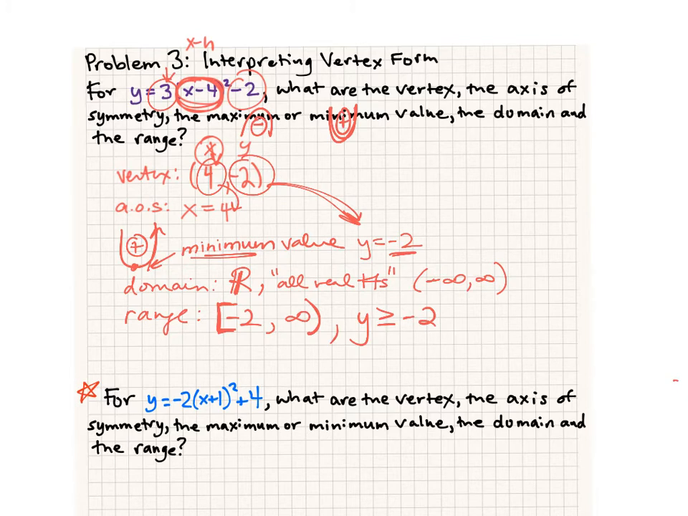And that is because if you have a minimum at -2, the range is just the values of y that start here and go up. So since this is -2, all the y values are going to start at -2, the minimum value, and go all the way up to infinity.